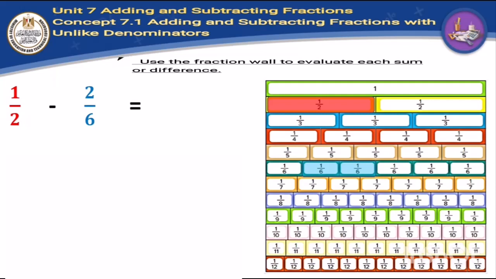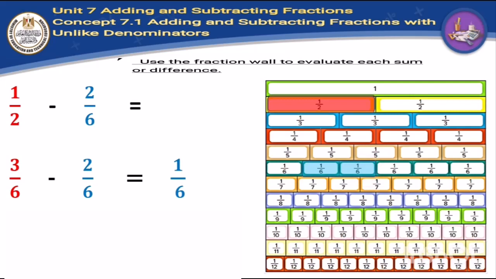Read together. 1/2 minus 2 sixes. Are the denominators common? No, there are unlike denominators. Which one will I change? I will change half. Look together. Half equals how many sixes? Excellent. 3 sixes. And 3 sixes minus 2 sixes equals 1 sixth.